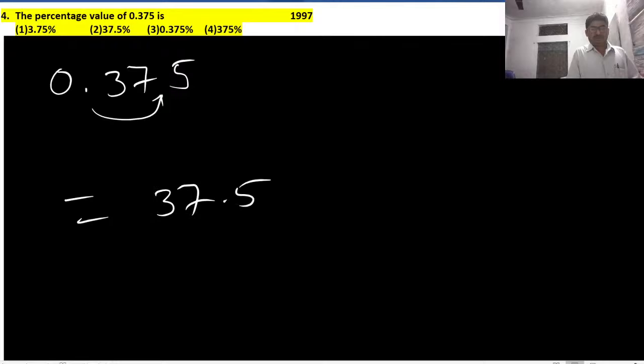Question number 4. The percentage value of 0.375 is? To convert a decimal to percentage, simply shift the decimal to the right by 2 places. So that is equal to 37.5 percentage, option 2.